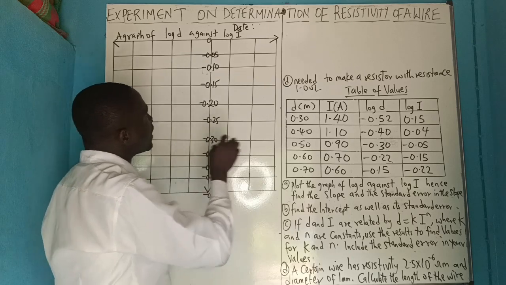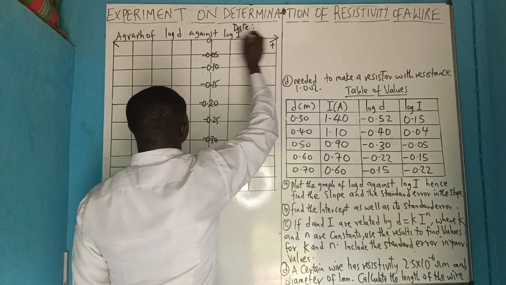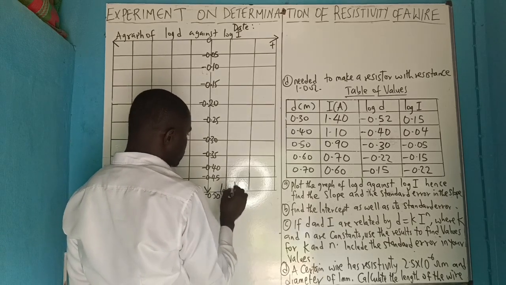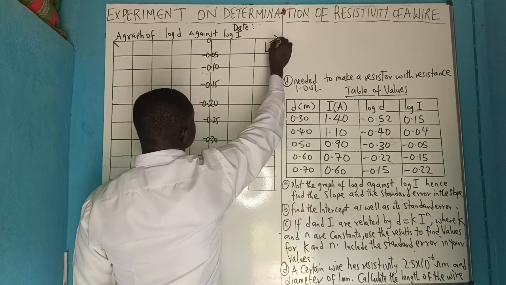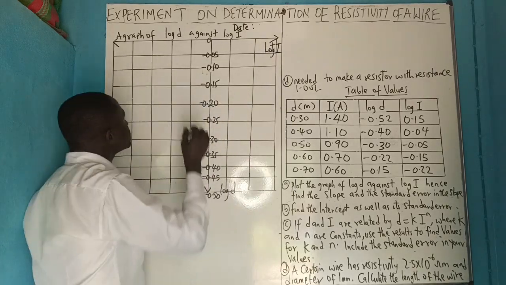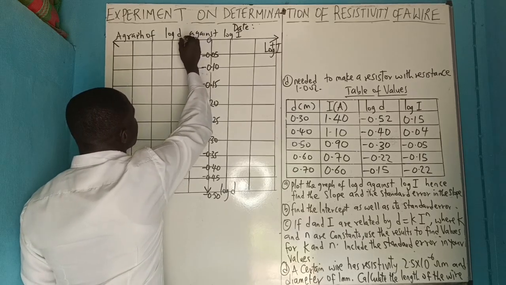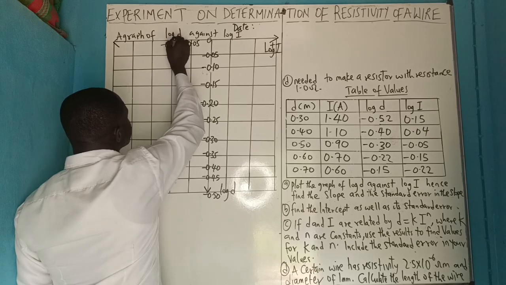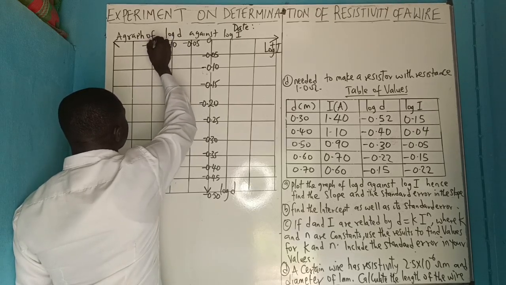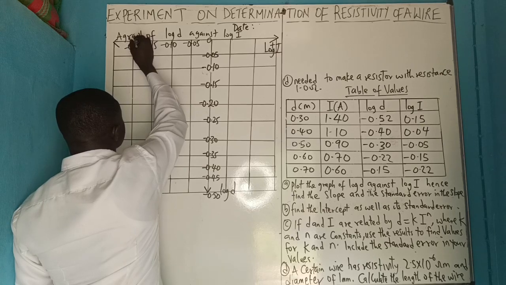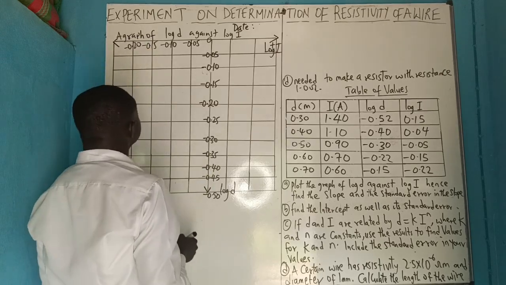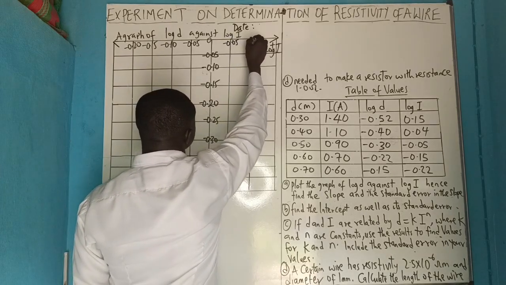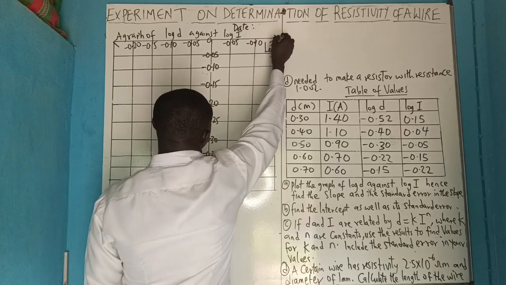Then for the horizontal, this is positive, and this is negative. This is your log D, while this is your log I. No units. So here is negative: minus 0.05, minus 0.10, minus 0.15, minus 0.20. Are you getting it? We'll come here: minus 0.05, minus 0.10, minus 0.15.